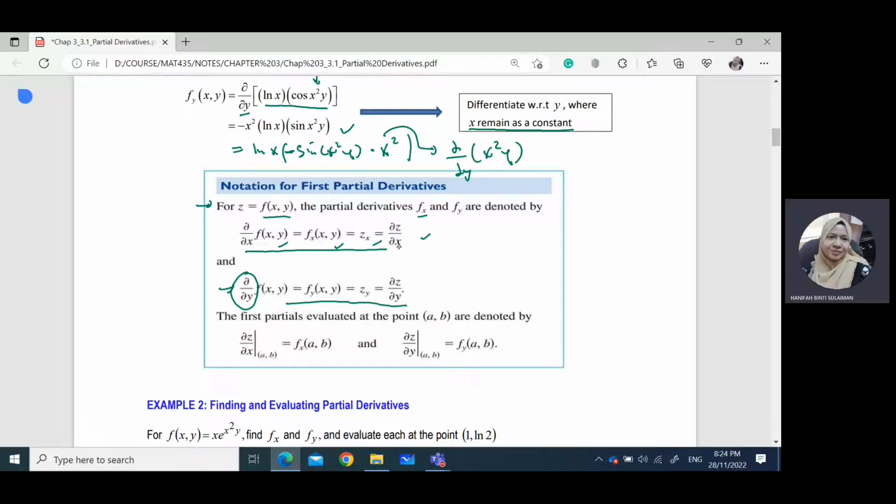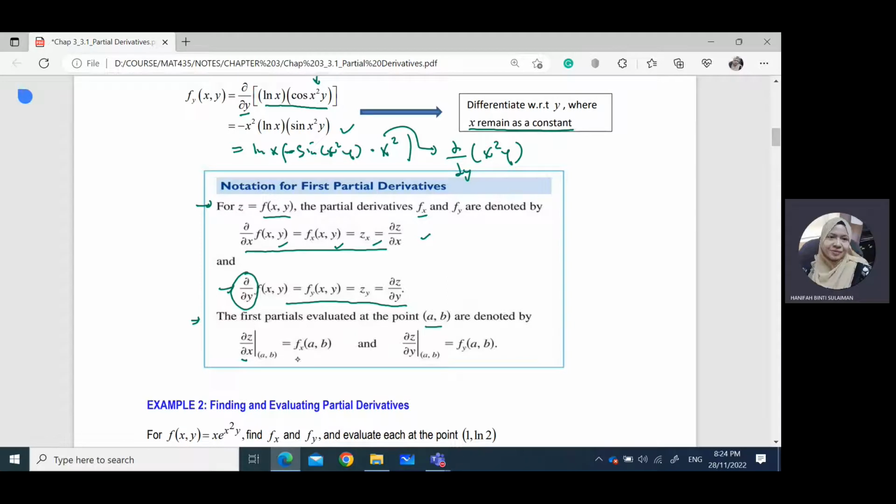So this gives the same meaning, that is, a partial derivative with respect to y. Okay, right, so next, the first partial evaluated at the point (a, b). So let's say we have a point (a, b). So we denote it as the derivative with respect to x of z, evaluated at (a, b). So (a, b) is a given point.